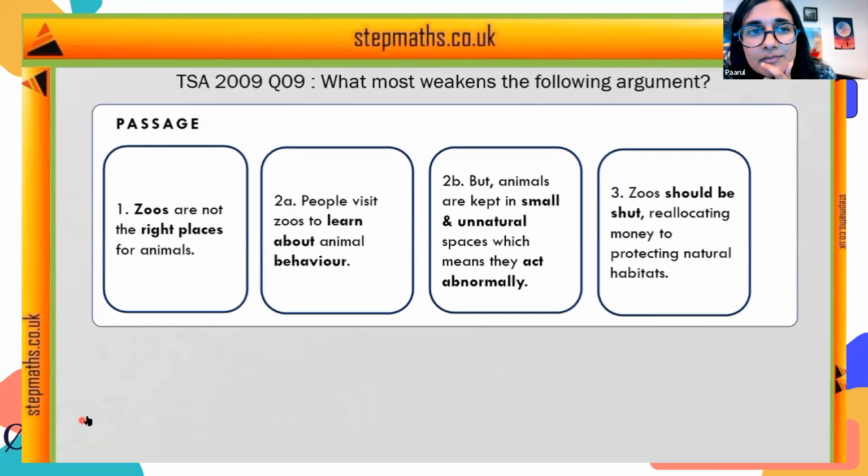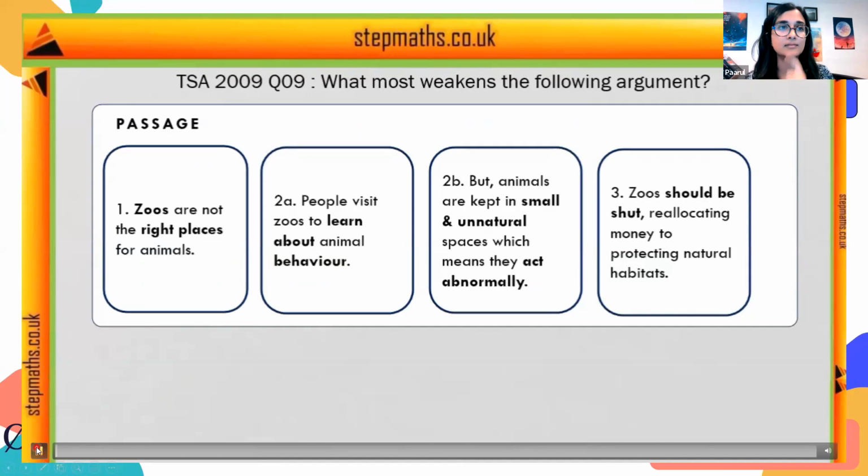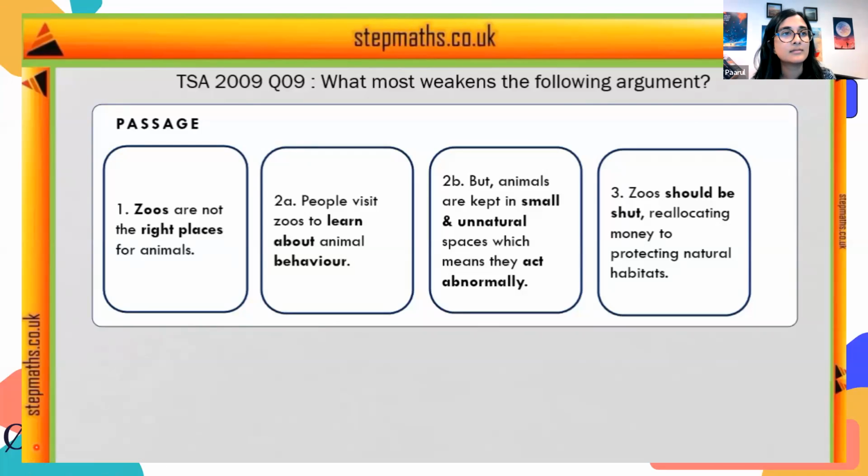So this is question 9 from the 2009 TSA. And in this question we asked what most weakens the argument. So let's have a look at the argument. First, we're told that the zoos are unsuitable for animals or not the right places for animals. So since this is talking about what's good for animals, this is the writer's opinion. And then they say that people visit zoos to learn about animal behaviour. So that's just describing why people visit zoos as a fact.